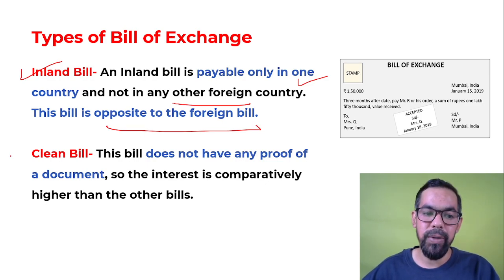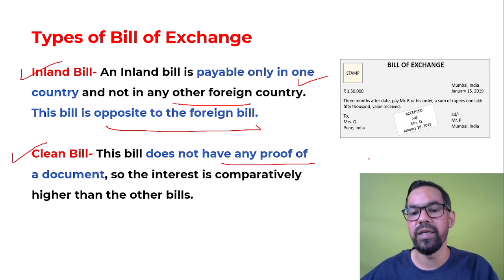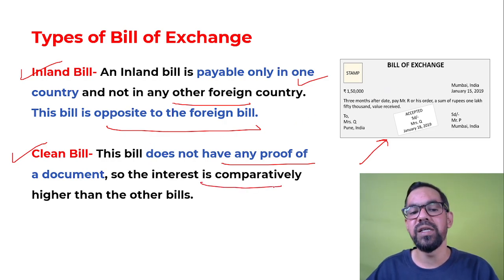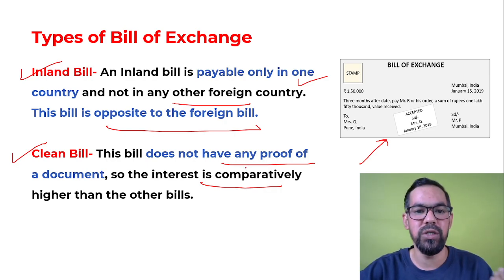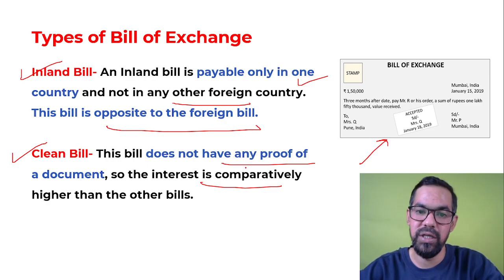Okay, clean bill. What is a clean bill? This bill does not have any proof of documents. So let's say this is a clean bill, we do not need any supporting documents for this one. The interest rate is comparatively higher, since there are no other documents and there is a high risk of faithless documents in this one.